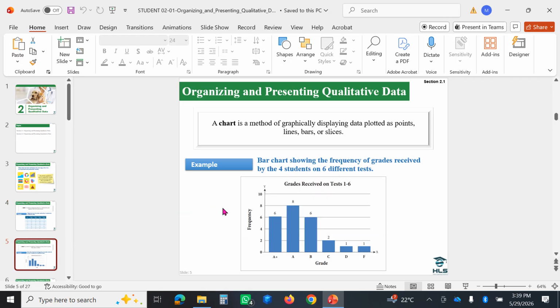A chart is a method of graphically displaying data plotted on points, lines, bars, or slices. So here we've got a bar chart showing the frequency of grades received by the 4 students on 6 different tests, right? So here we've got the frequency. This is a good graph right here to know. The whole idea, the number of students, right? So 2, 4, 6, 8, 10 students, and 6 students received an A+, 8 students received an A, 6 received a B, 2 D, 1 for D and F. Okay?